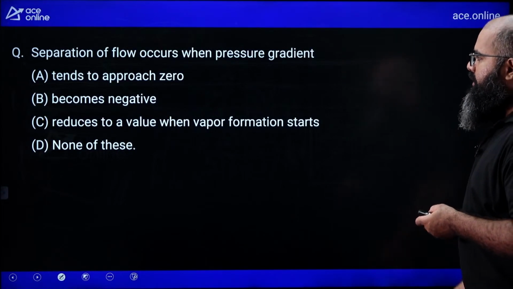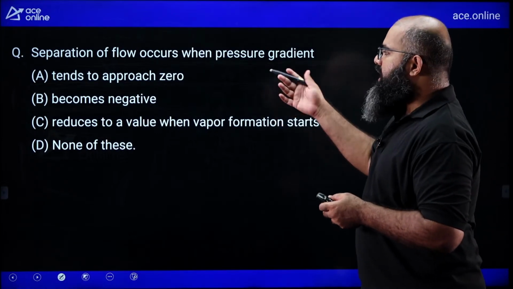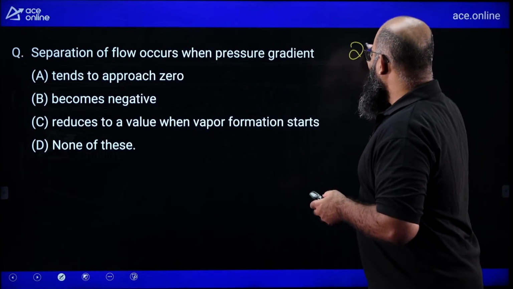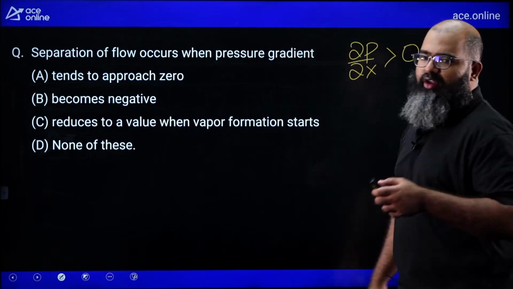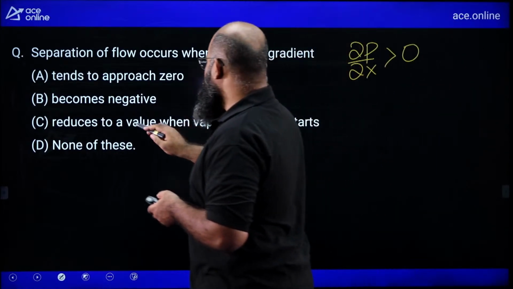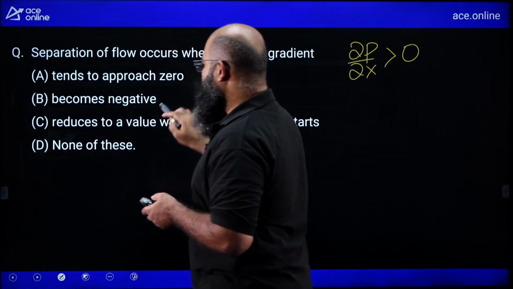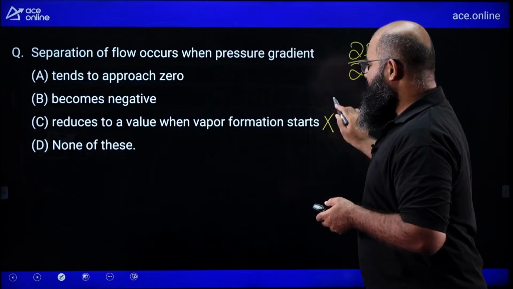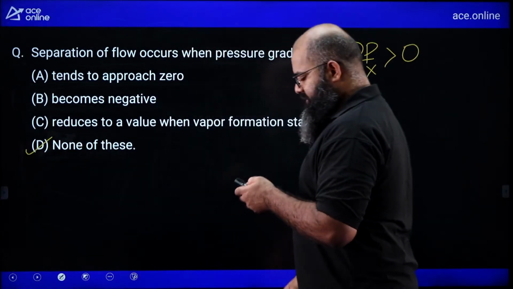Moving further, separation of flow. Separation of flow over here basically means boundary layer separation. Occurs when pressure gradient is. Now you see, ∂P/∂x is supposed to be positive. If you are having positive pressure gradient, then you are going to have separation taking place. So it tends to approach 0, becomes negative, both are wrong. Reduces to a value where vapor formation starts. This is cavitation, it has nothing to do with separation. So the best answer over here is none of these.